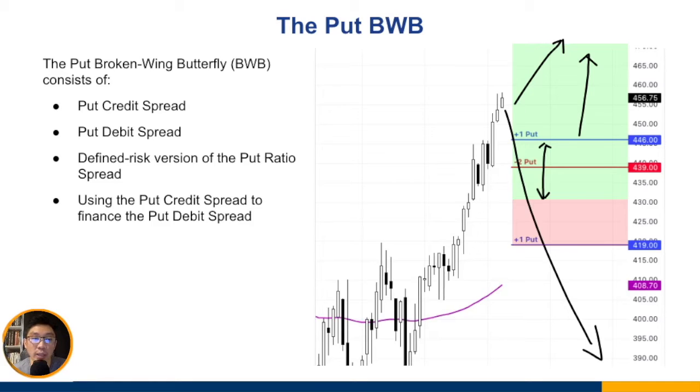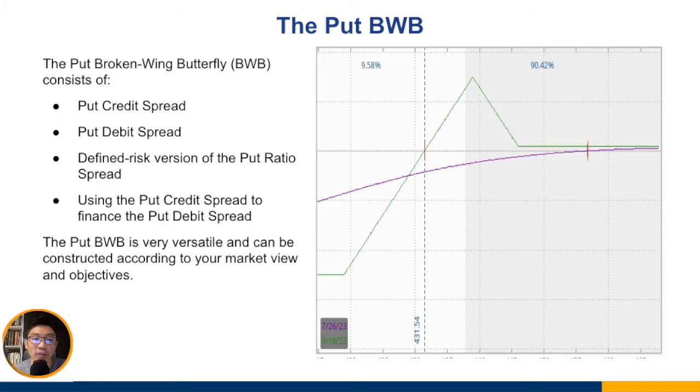So again, this is why it's very good for beginners, especially if you're just starting out, because you already know upfront what the max risk is going to be, and it's going to really help you in your capital allocation as well as your psychology. Okay, now the other thing about the put broken wing butterfly is that it is very versatile, right, and can be constructed according to your market view and objectives. So there's no one right way to construct this put broken wing butterfly.